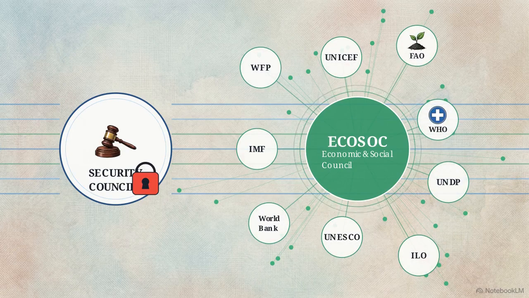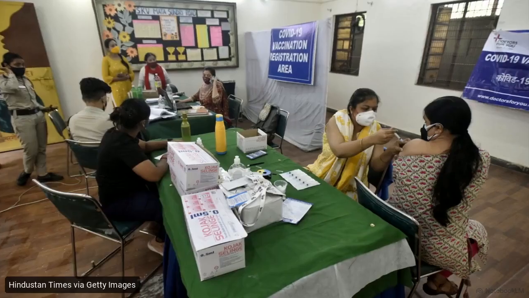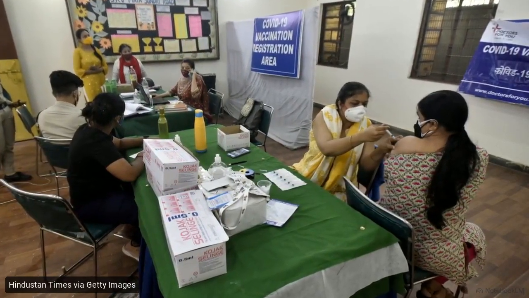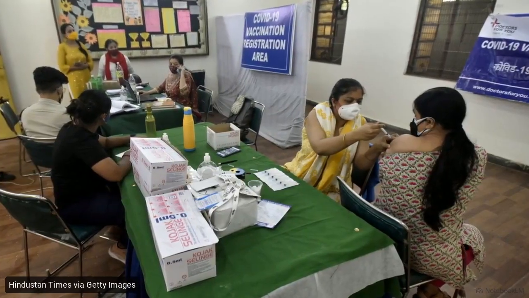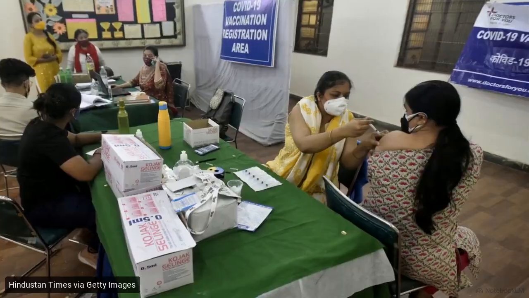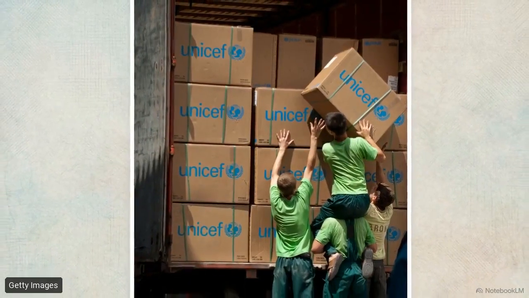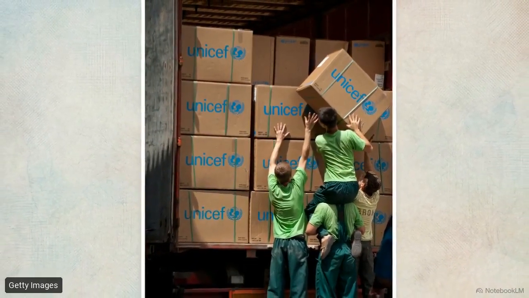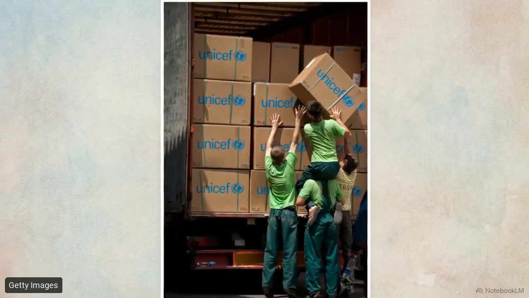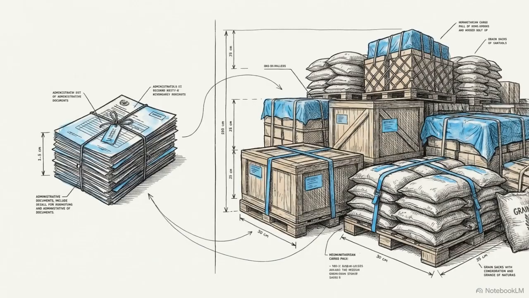The Economic and Social Council, ECOSOC, serves as the hub for this network, coordinating dozens of specialized agencies, funds, and programs. Agencies like the WHO and FAO operate independently to set global standards, fight diseases, and manage food security without direct oversight from the Security Council. UN funds like UNICEF and the World Food Programme focus on immediate humanitarian relief, turning the UN's abstract mandates into physical logistics on the ground.